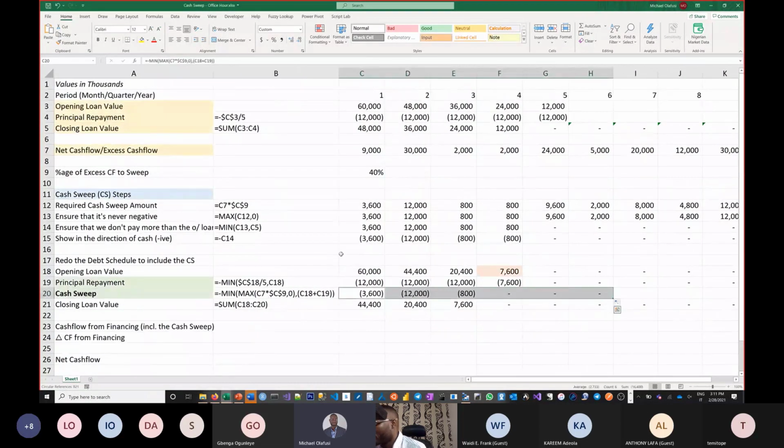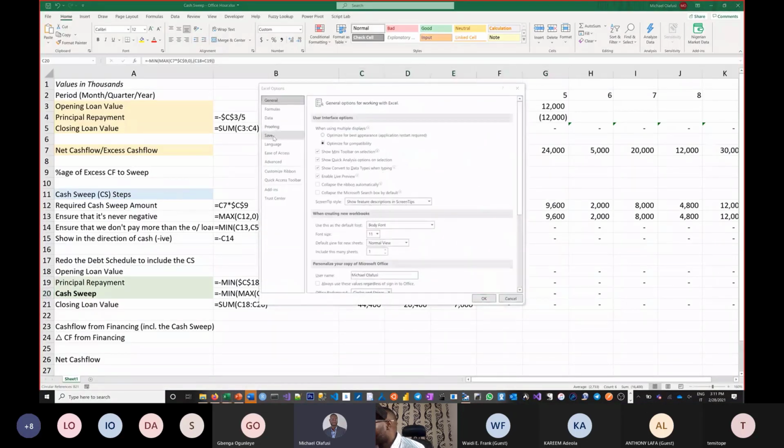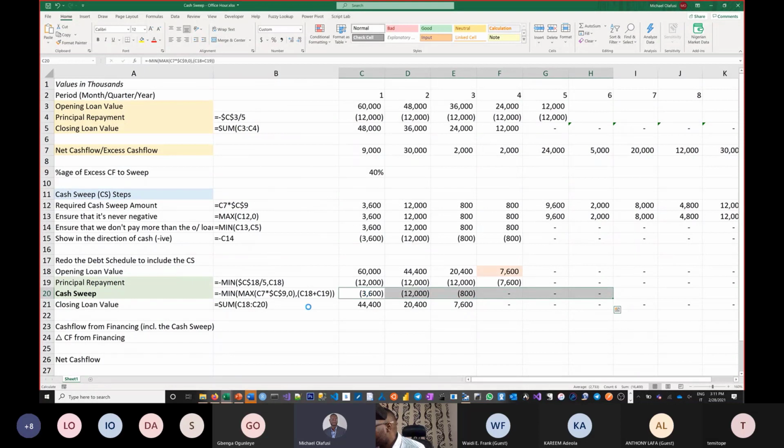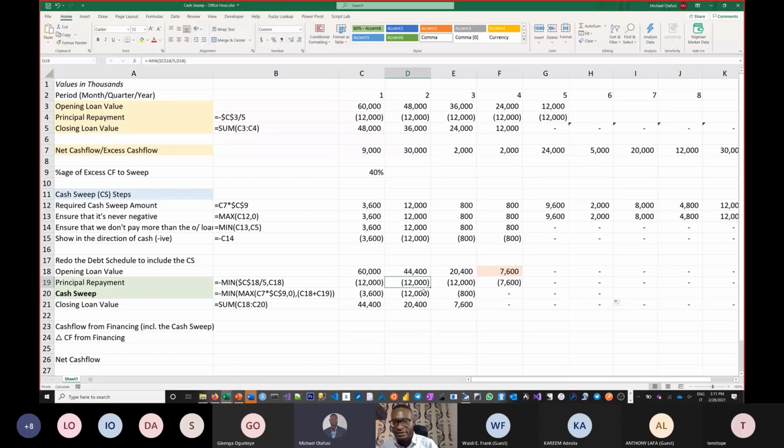So it won't work anyway until you go to File, you go to Options, you go to Formulas, and then you enable iterative calculation. That is when all these, especially this cache sweep, will work, because this cache sweep is referencing things that are actually depending on themselves again, you know. So yeah, that's that one.